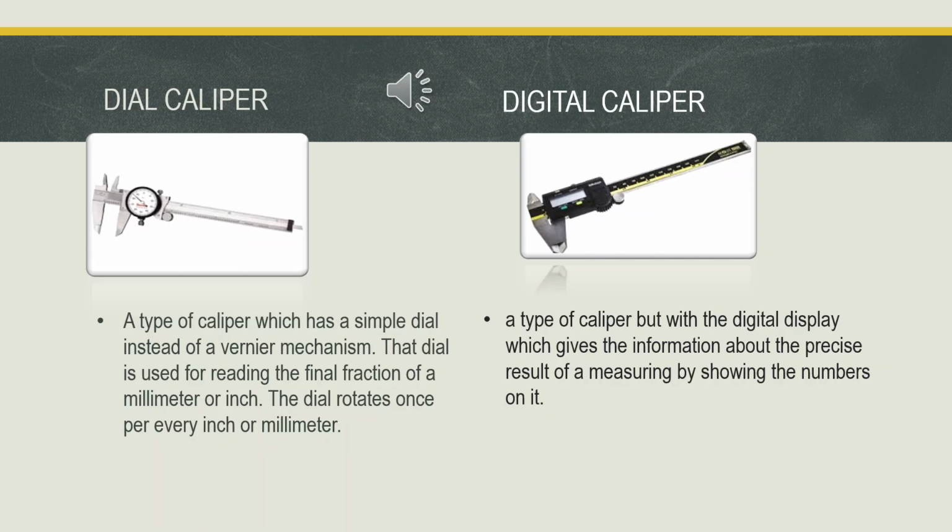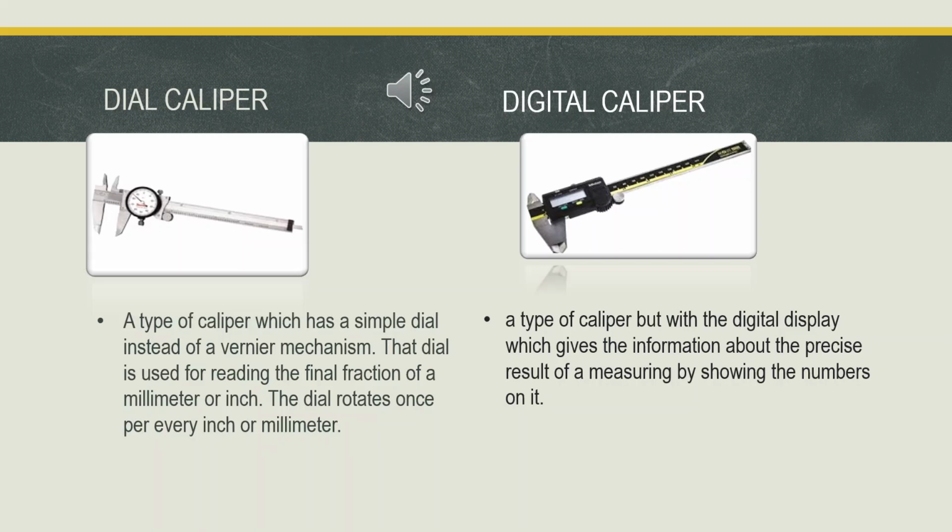Dial calipers use a rack and pinion mechanism, which transfers the linear movement of the jaws of the caliper to the rotary motion of the dial indicator. Inside the dial, there is a train of gears which mechanically drives the dial indicator needle when the distance between the jaws of the caliper is adjusted.